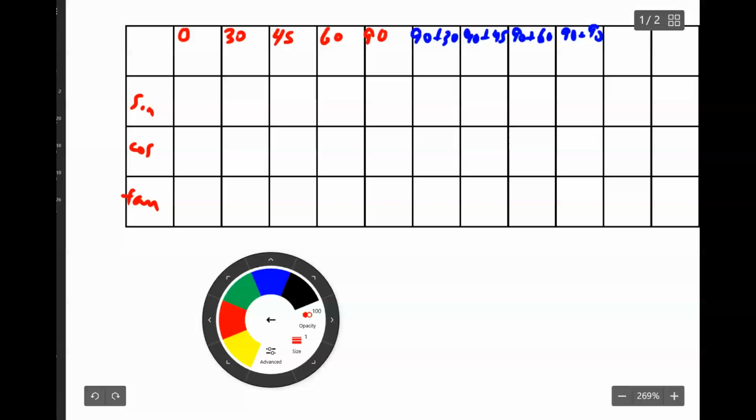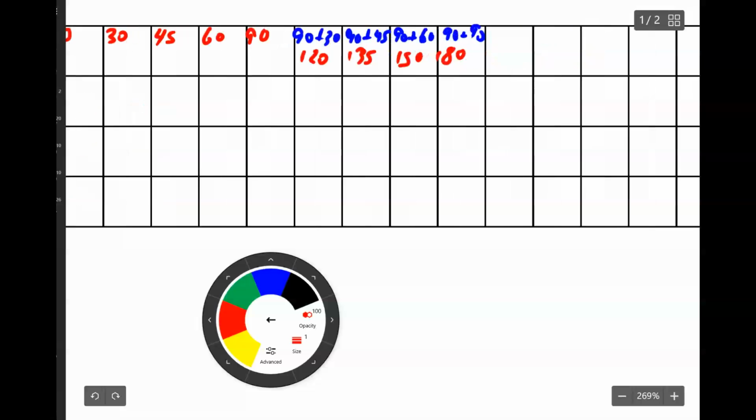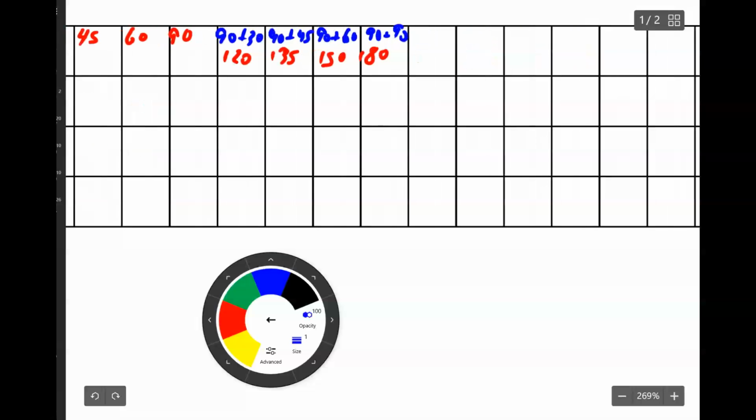And then those would give you 120 and 135 and 150 and 180, for example. Okay, and then you continue on. So this time it'll be 180 plus 30, 180 plus 45, 180 plus 60. So do you see, there's no memorizing here. It is only mathematical patterns, although it's tedious, right?